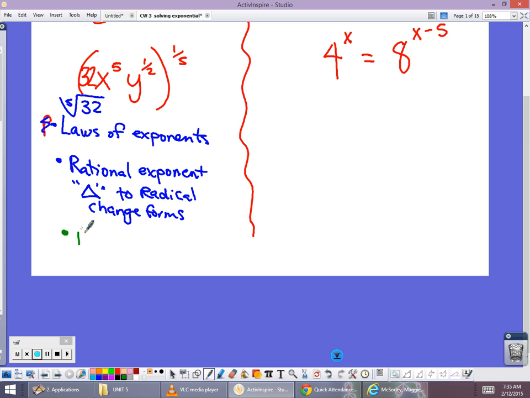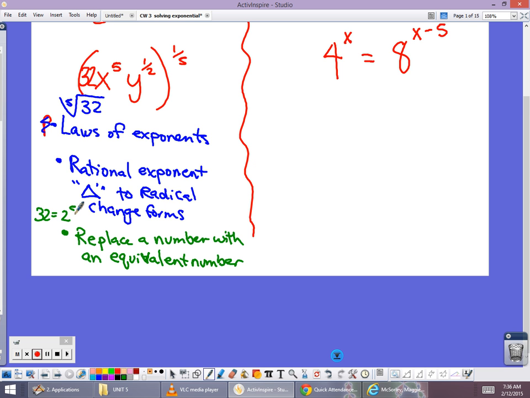Replace a number with an equivalent. Oh man, equivalent. And if I spelled it wrong, I apologize. Equivalent. Anyways, replace a number with an equivalent number. For example, 32 is equal to 2 to the 5th. So we can take something out, replace it with something that's equal.